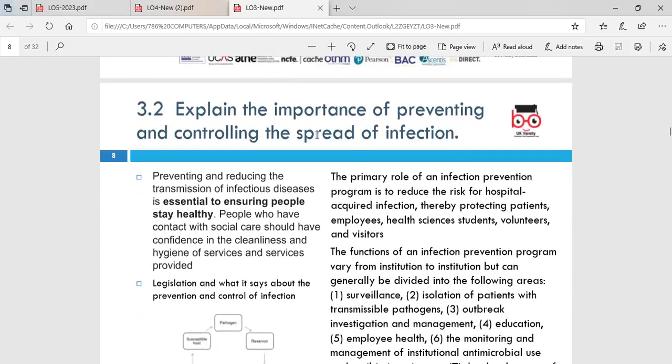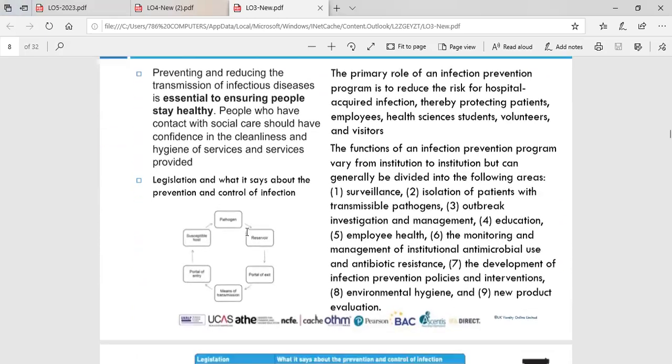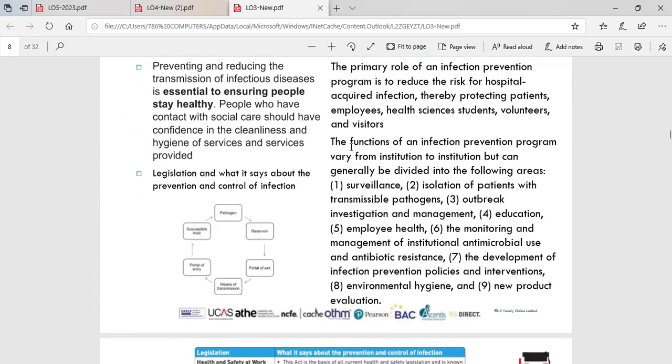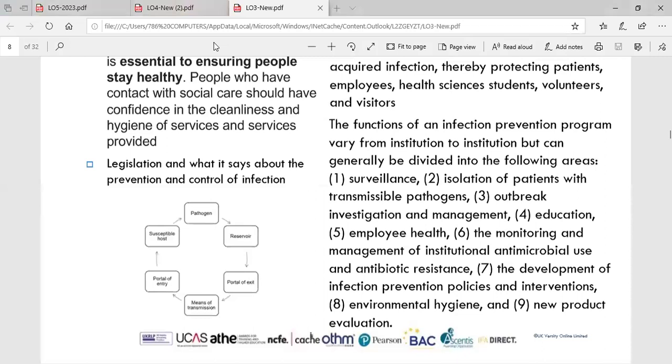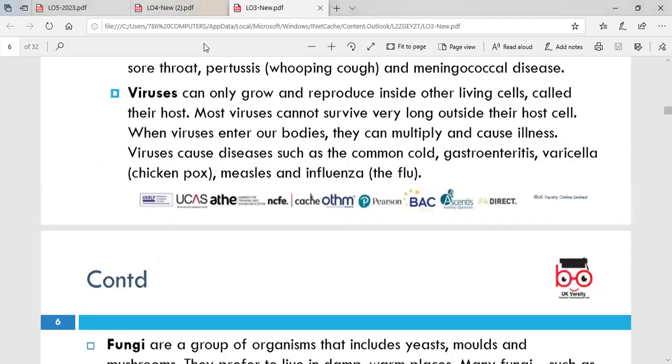So why is it important to prevent and control spread of infection? Obviously, it is essential to ensure that people stay healthy. So there's legislation that says why preventing the spread of infection is so important. Any idea, anyone, what are the different ways in which we can control spread of infection? Anyone?